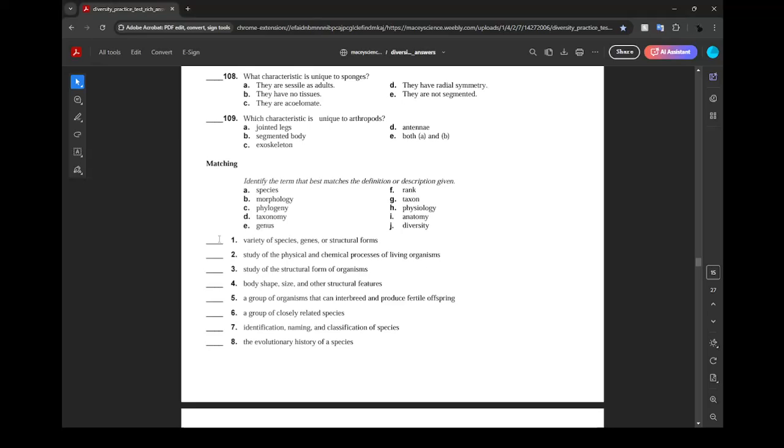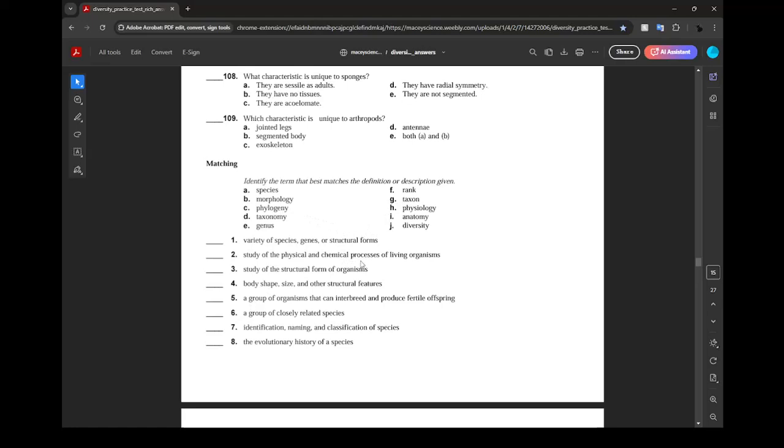Study of physical and chemical process. That's metabolism. Wait a minute. Study of. Wait a minute. That's, yeah, sorry, physiology. I thought that was metabolism, how humans have enzymes and stuff. But yeah, physiology is the closest one here, I guess.